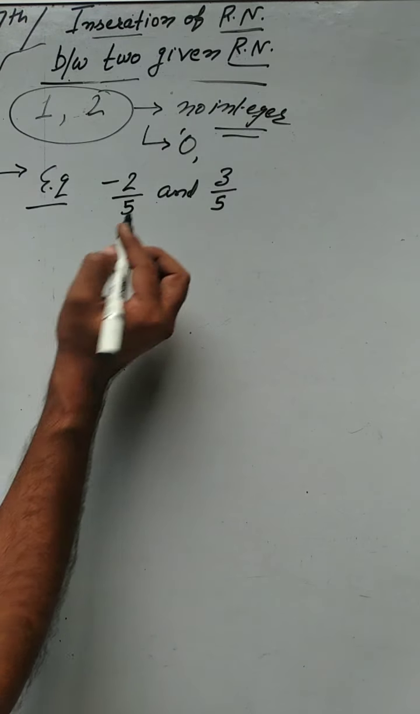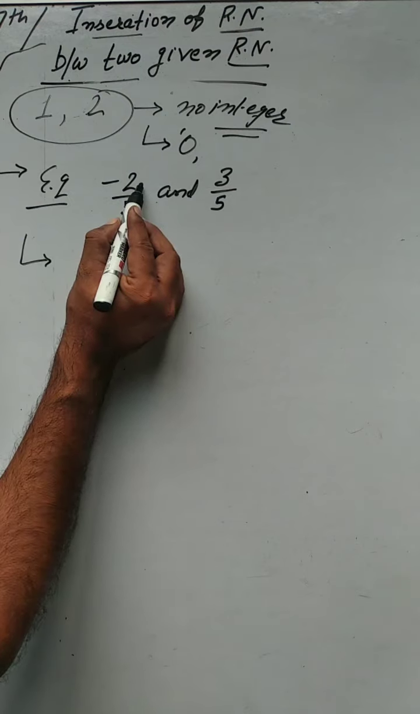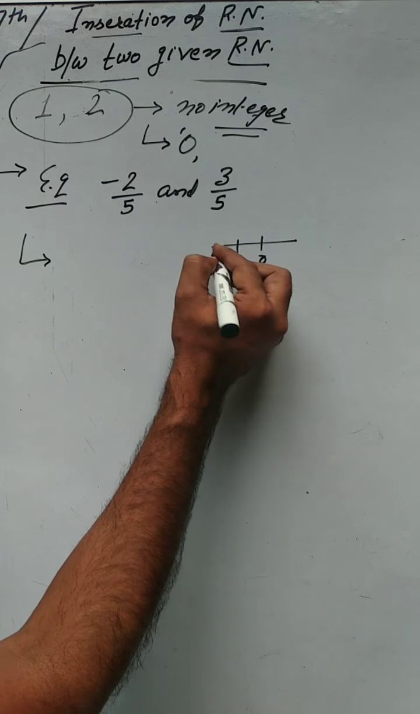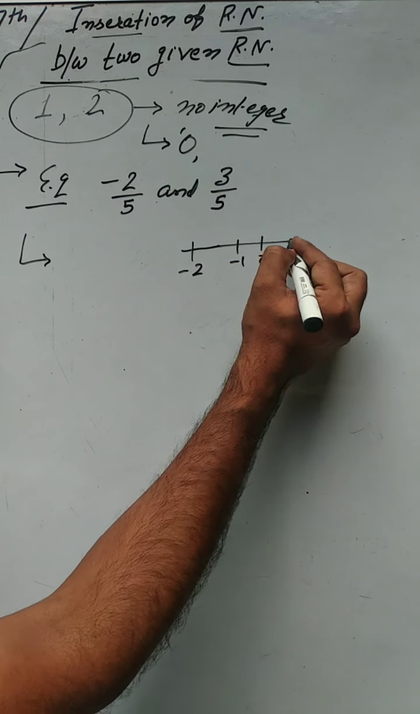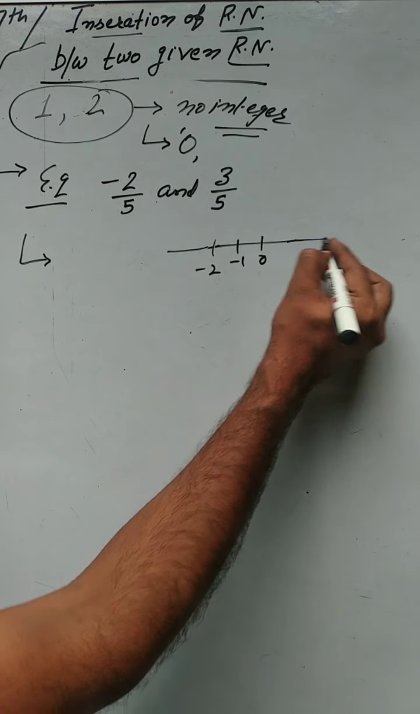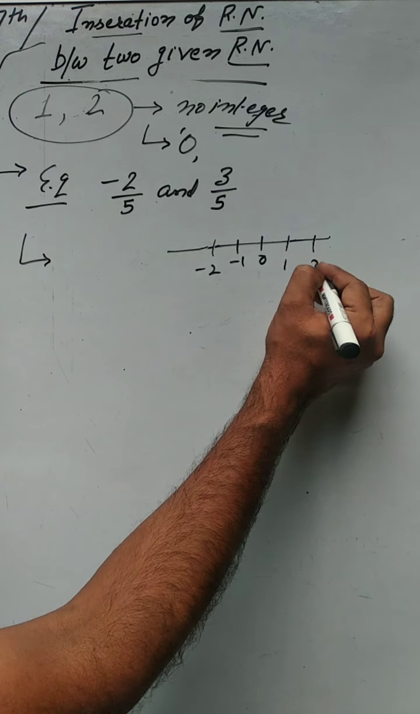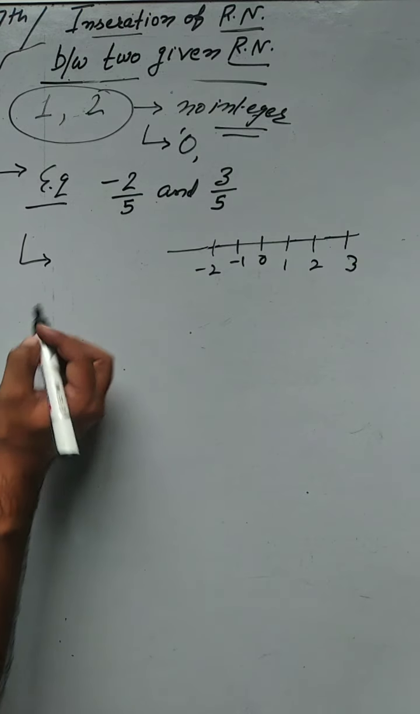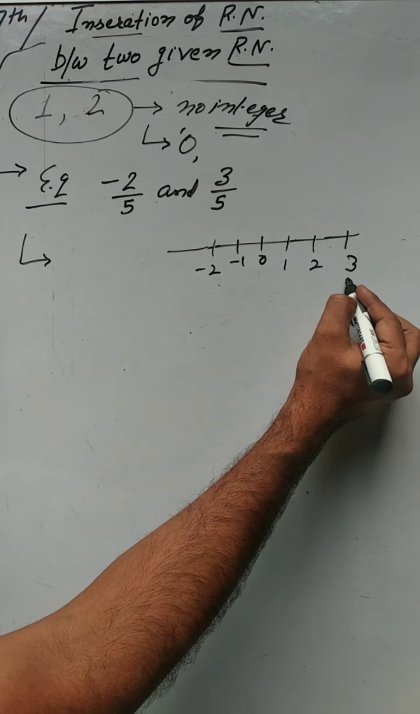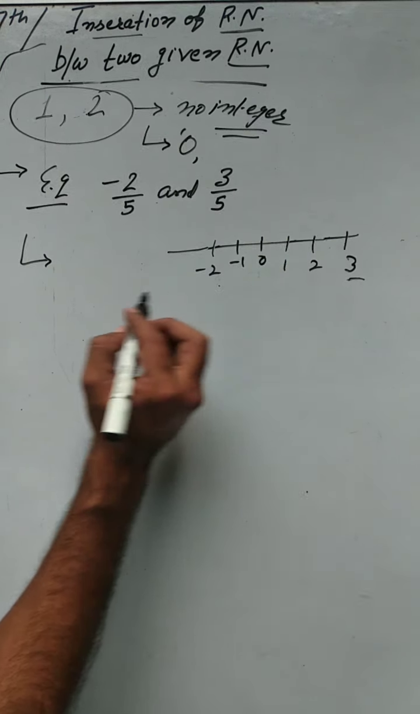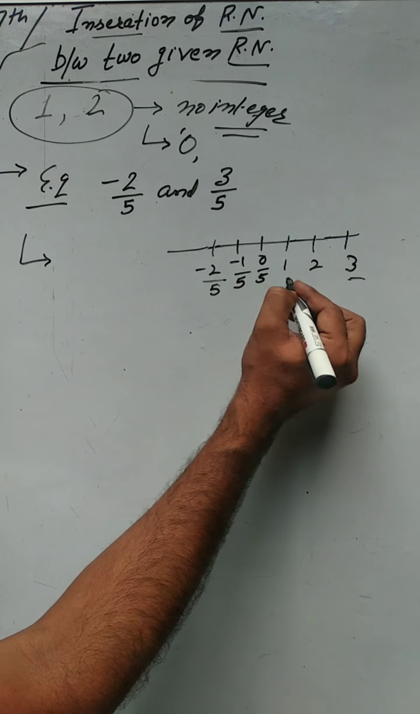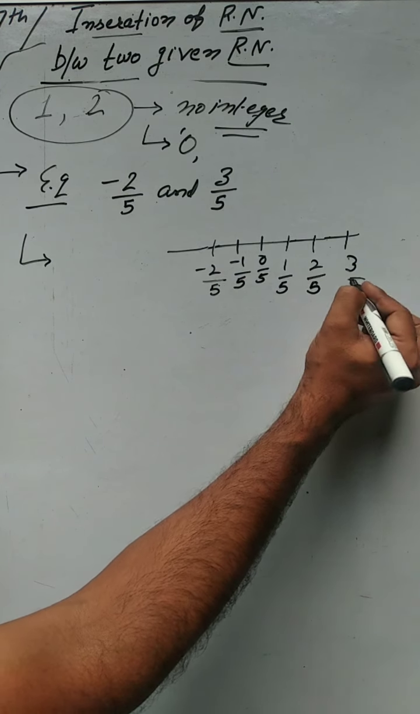Okay beta? Now let us check on the number line. Look at the number line beta: 0, minus 1, minus 2, and here 0, 1, 2, 3. After 2, the next number is 3 upon 5. So denominator I can take of every number equal to 5.